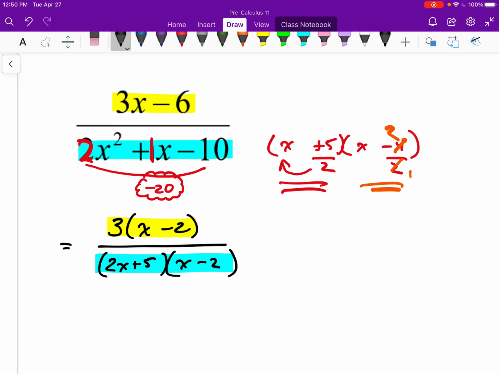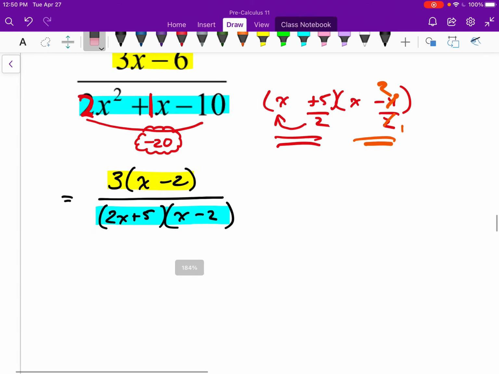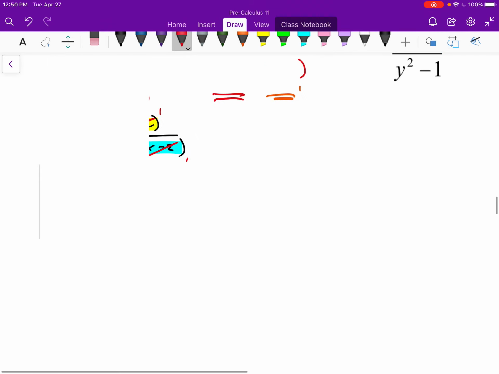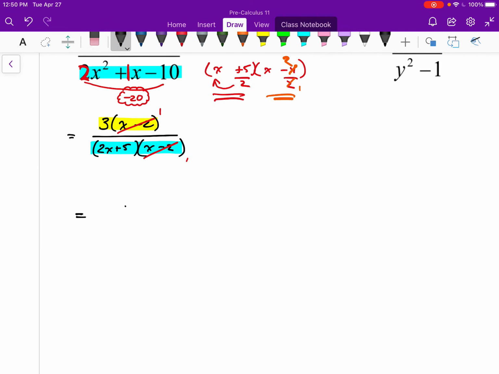OK, so now that I've done my factoring, I can see that there's a factor of x minus 2 that I can divide from the top and the bottom, or just cancel each other out. Or x minus 2 divided by itself is 1, however you want to look at it. I don't need to worry about that anymore. And so this simplifies down to just 3 over 2x plus 5.